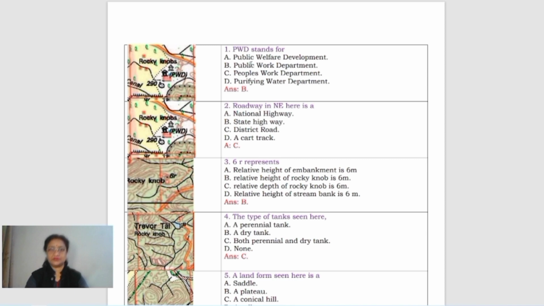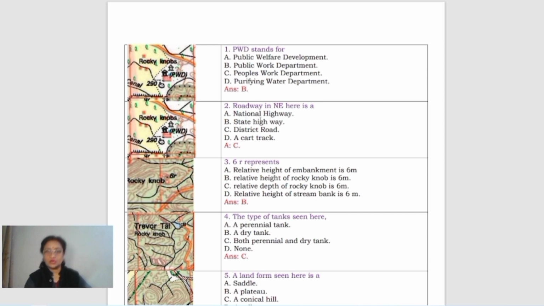Question number 1 is what does this PWD stand for? In this picture you can see these are just small extracts, small pictures of the actual topo sheet. So in topo sheets also you will find at several places this type of thing is given. Okay, now what is it? PWD, what is it indicating? It indicates Public Works Department, and most of the time when it is mentioned along with this type of symbol, that means there is a guest house of the PWD.